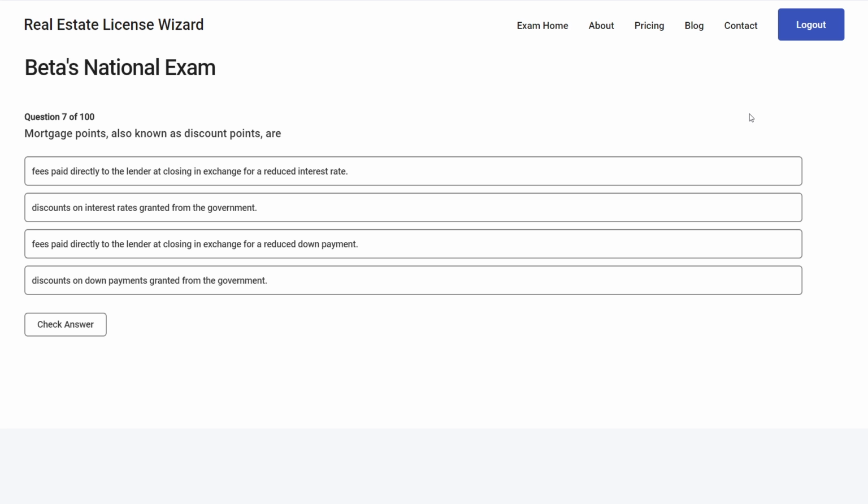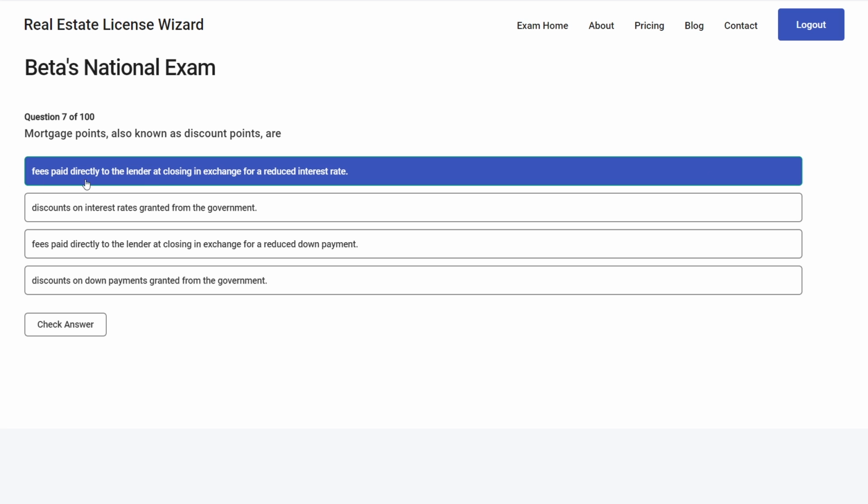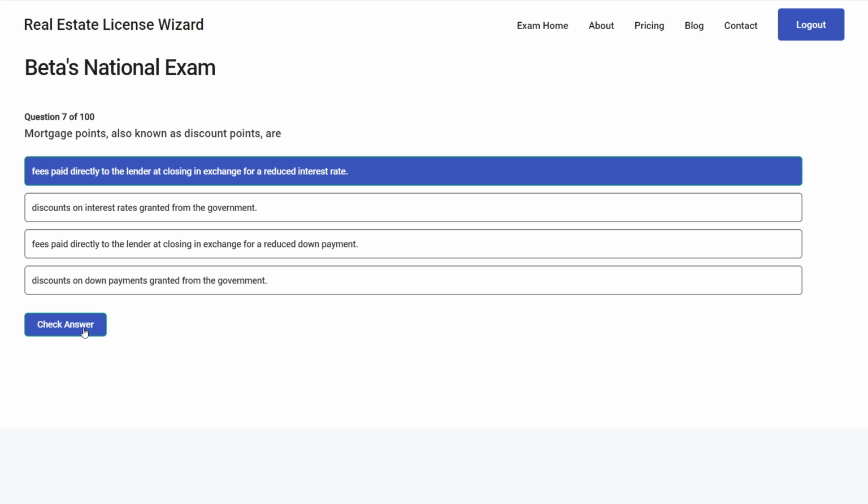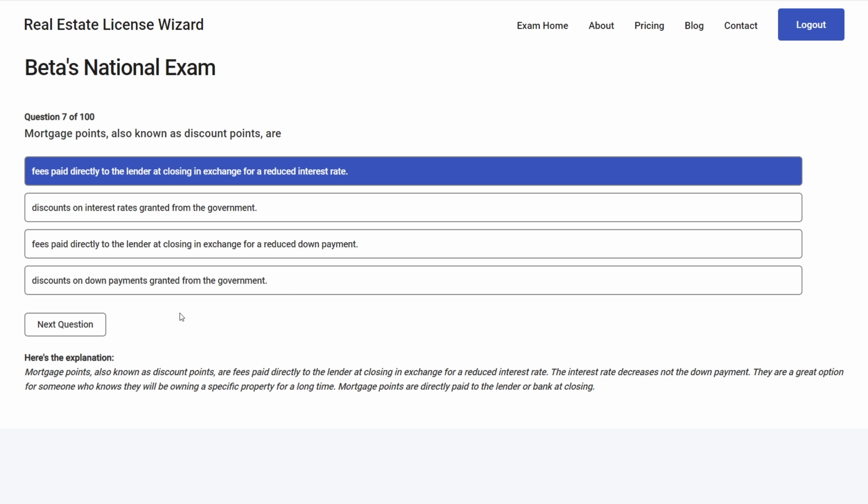All right. Did you guys come up with that one? So it is this one right here. Fees paid directly to the lender at closing in exchange for a reduced interest rate. So some people get this mixed up. They might think it's this one, for a reduced down payment. But if you think about it, that really wouldn't make much sense. Basically, mortgage points, it's all about the reduced interest rate. The interest rate decreases, not the down payment. But this is a great option for anyone who is buying a property for a long time. If they know they're going to be living there for a while or owning for a while, mortgage points are basically a great way to save a lot of money because again, the interest rate is lowered.